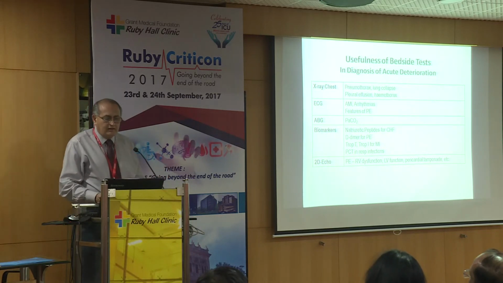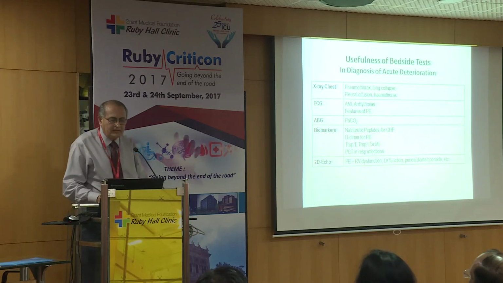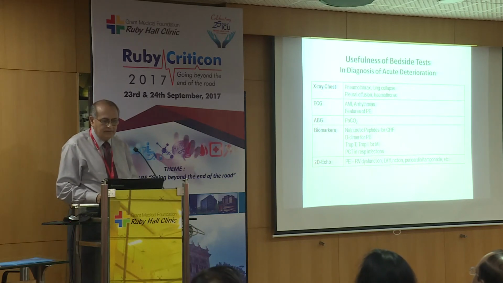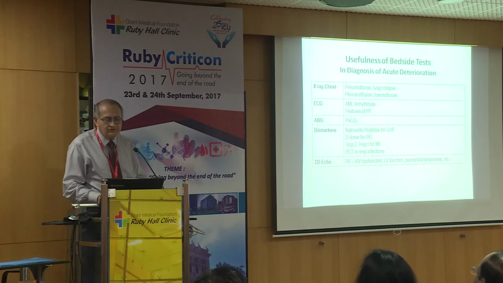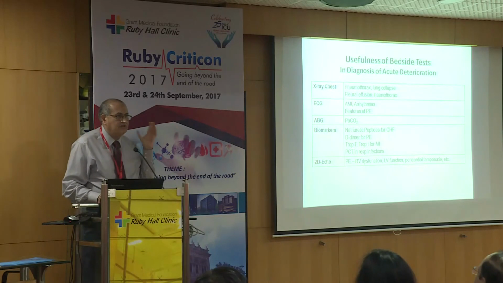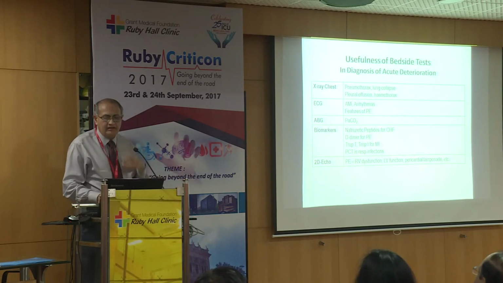Biomarkers, these are the biomarkers. Some are useful, some are not useful. I cannot go over them here, but I told you about the BNP and the NT-pro-BNP. 2D echo is most useful for pulmonary embolism, as I told you, because of RV dysfunction. It will show if the patient is in shock, LV function and pericardial tamponade.